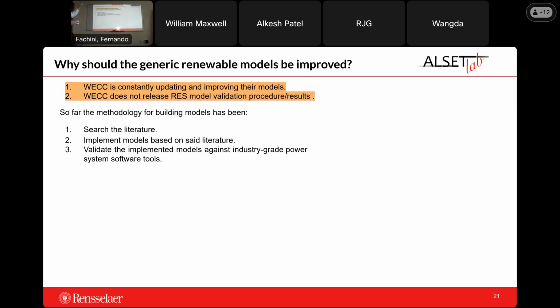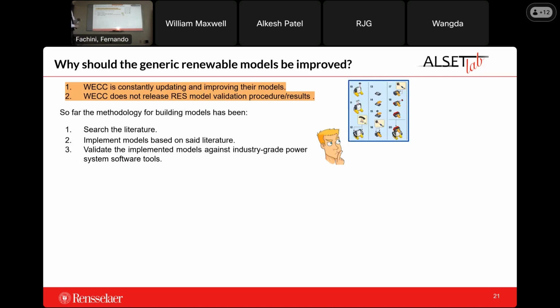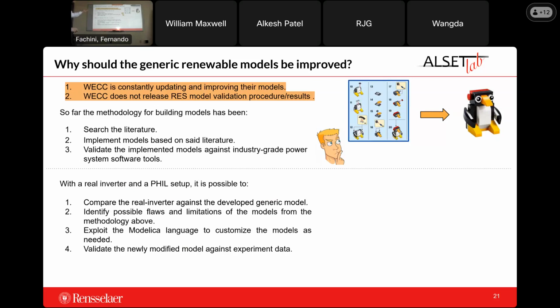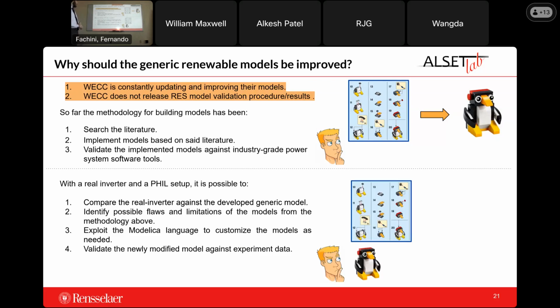So far, the methodology for building models, as presented in the previous slides, has been: search the literature, implement models based on the literature, and validate the implemented models against industry-grade power system software. And in terms of the Lego analogy, it's looking at the manual and then implementing the toy, right? But now that we have real inverters with the power hardware-in-the-loop setup, we can actually compare the real inverter against the developed generic model. We can then identify possible flaws and limitations of these models. And because we're using Modelica, we can exploit the Modelica language to customize the models as needed because they're open source. And we can then validate these new models against experimental data.